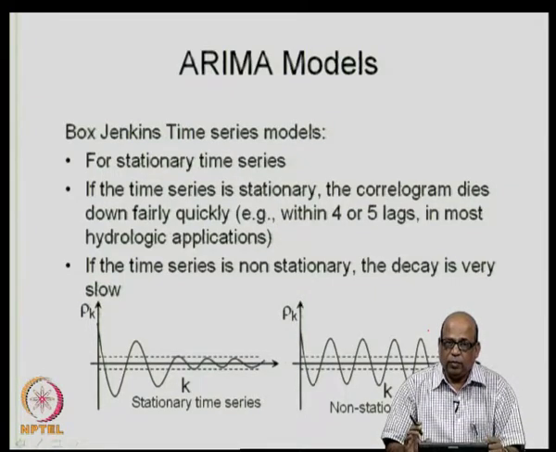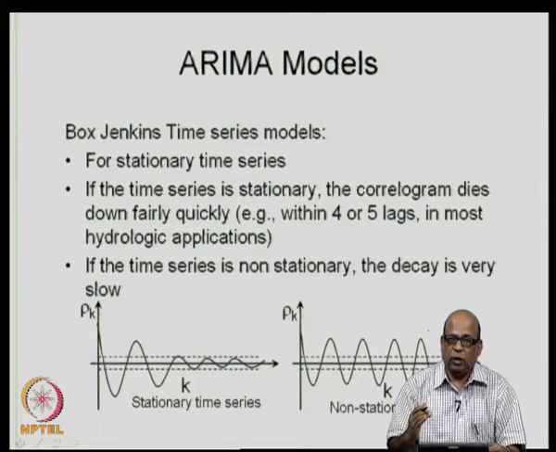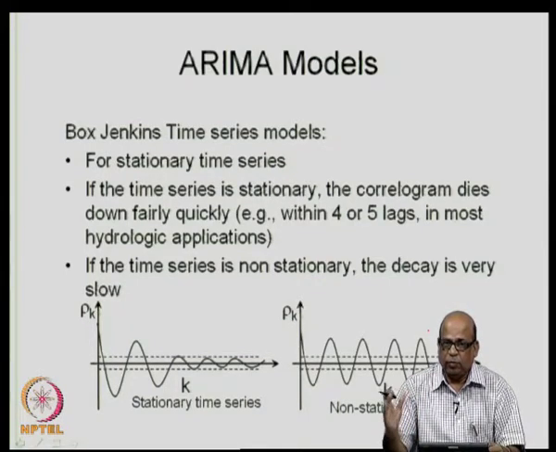We further fine tuned this information that is provided by the correlogram by plotting the spectral density. The spectral density brought to the fore the presence of periodicities much more strongly than did the correlogram. So, in the spectral density we could identify that there is a periodicity corresponding to 12 months, there is a periodicity corresponding to 6 months, 4 months, and so on. In the example that we solved before coming to the ARIMA models.